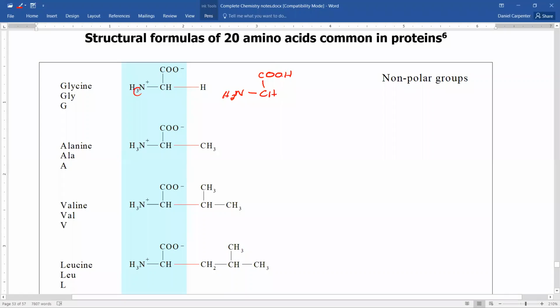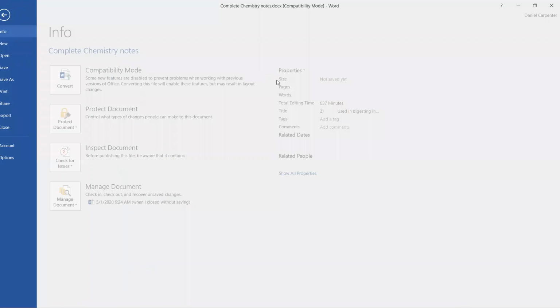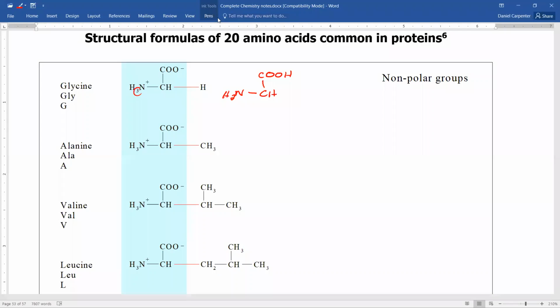And then this H has a tendency to want to hop over here. So instead of putting the H there, they put it over here to make this H3 and then the N. And this is plus and this is minus.